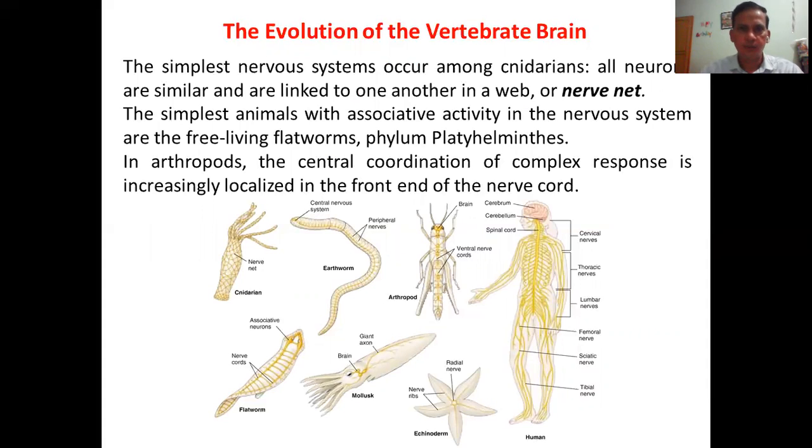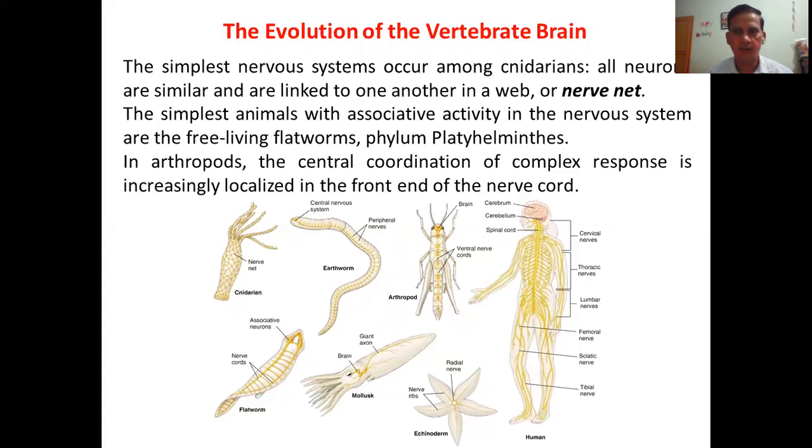Okay, so after talking about this, let's talk a little bit about the vertebrate brain. The cnidarians, here you can see the hydra, have the simplest of nervous systems. They have a network or web of nerves which is called the nerve net. If we move a little further to higher organisms, the simplest animals that have a developed nervous system are the platyhelminths, or the flatworms.